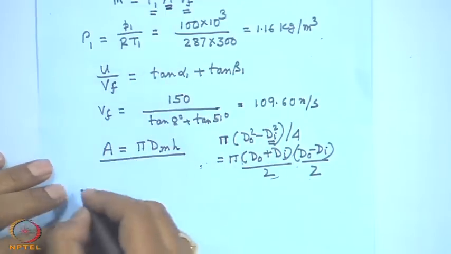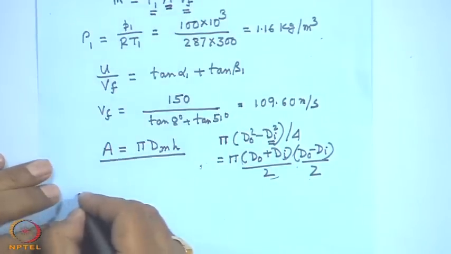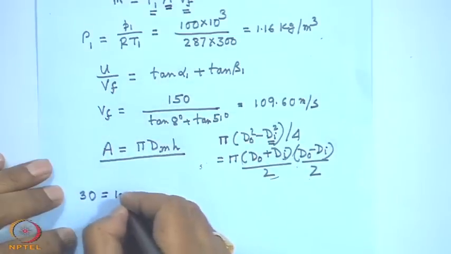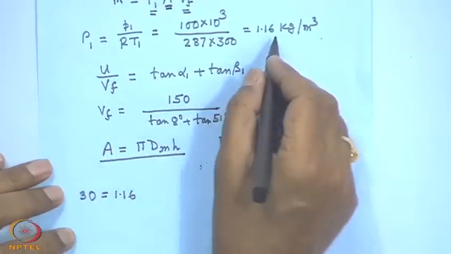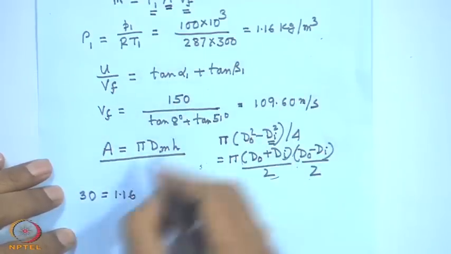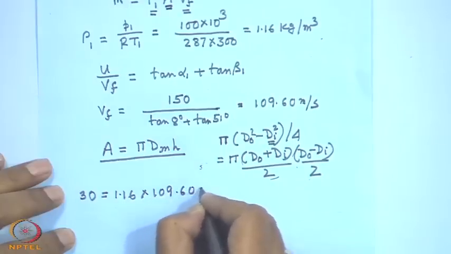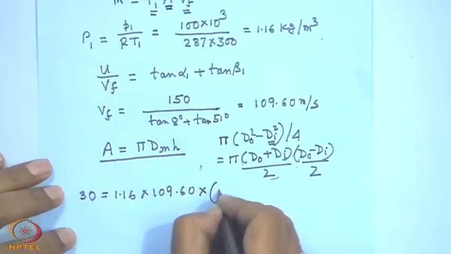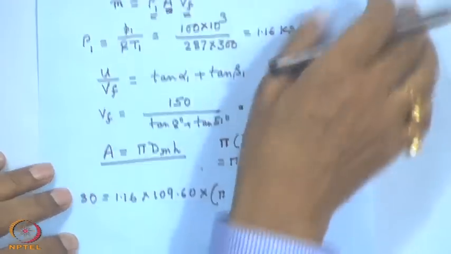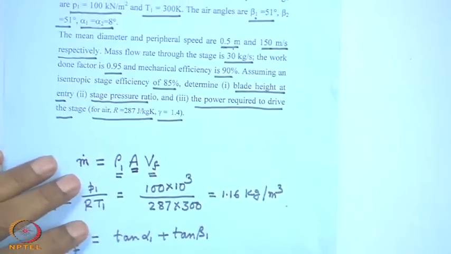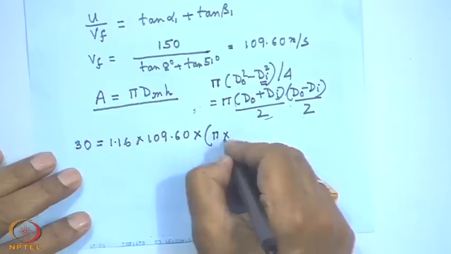So therefore, now if I substitute here, we can write m dot is given as 30 kg per second, equal to rho 1, 1.16, into Vf. First I write Vf because I have found out Vf, 109.60, into pi. What is that Dm? Dm is given as 0.5 meter. So therefore, pi into 0.5.